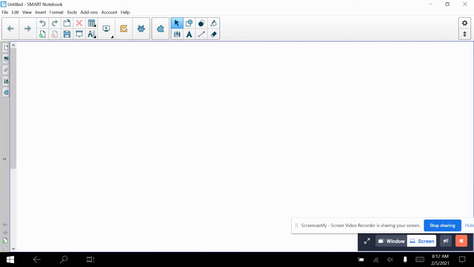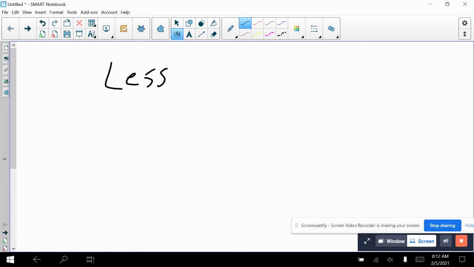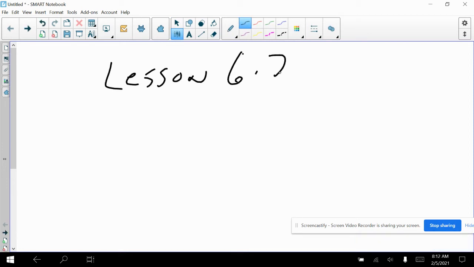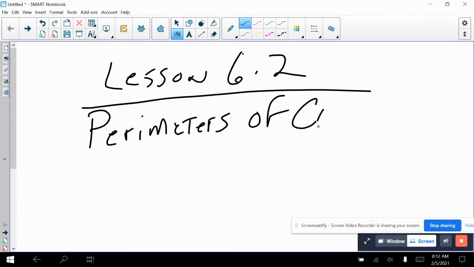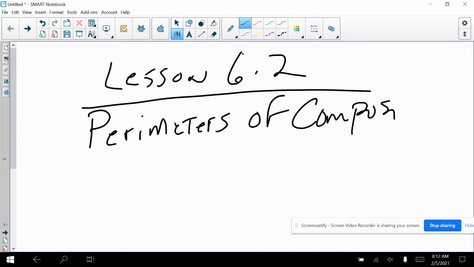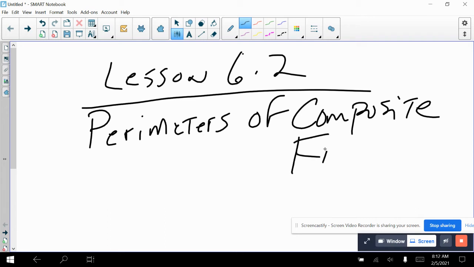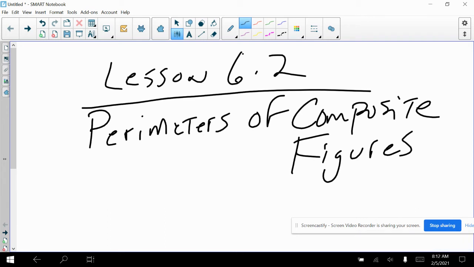All right. So again, lesson 6.2. Now look at what we're dealing with. Perimeters of composite figures. So we're just finding the distances around objects.